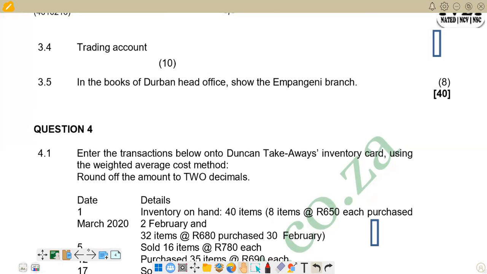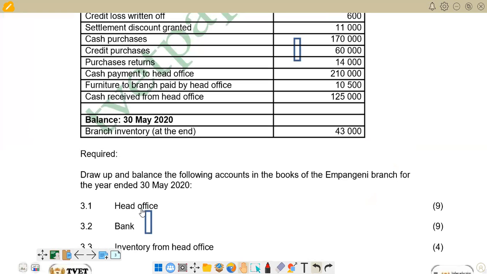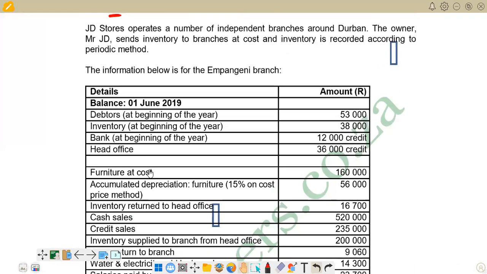So we go back and look at the first part. We have the head office and bank. We are not just going to concentrate on one account. We already have the accounts opened there. So we are going to go through the details that we are given in the list of balances, and then we post them to each and every account. If you have any transaction written in the list of balances that is affecting two accounts, we are just going to post them at once.